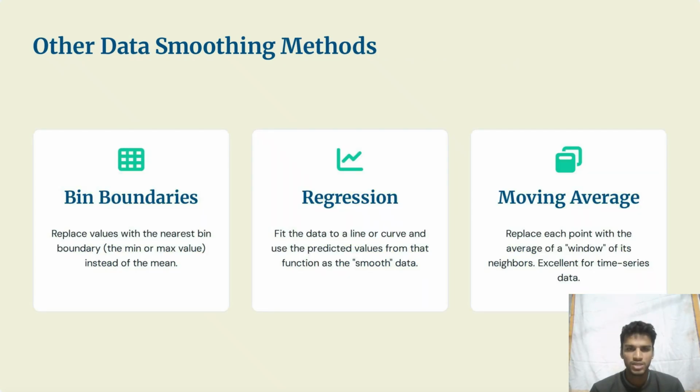Other data smoothing methods are bin boundaries: replace values with the nearest bin boundary, the min or max value, instead of the mean. Regression: fit the data to a line or curve and use the predicted values from that function as the smoothed data. Moving average: replace each point with the average of a window of its neighbors. Excellent for time series data.